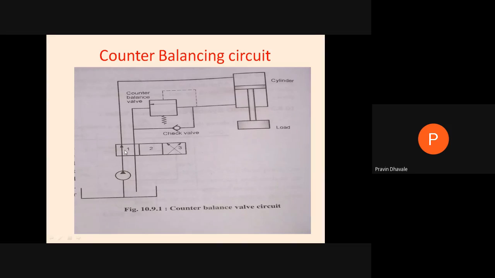In first position, what happens? Whatever the fluid sucked by this pump, it will be discharged from P to A port, A port to the upper side, piston head side of the cylinder, where that pressurized fluid will be stored. Again we are supplying the fluid, so pressure is built up in this chamber. It will move this piston in downward direction.